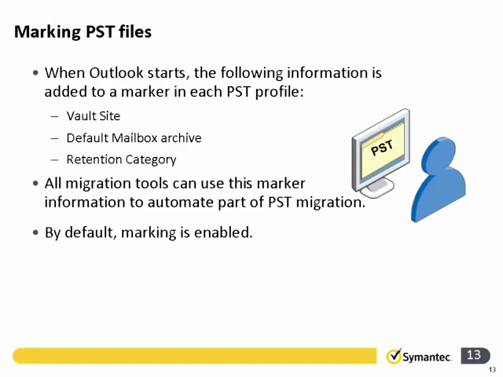Next thing we look at is marking the PST files. This is useful for the Locate, Collect, and Migrate method, as well as the EVPM and PST Migrator wizards. The idea is that when Outlook starts up, I can add certain information to the PST files that are associated with your profile. This can include the Vault site, your default mailbox archive, as well as your retention category. And then all the migration tools can then use this marker to automate a part of that PST migration process. By default, this is enabled in the desktop policy setting for your particular provisioning group.